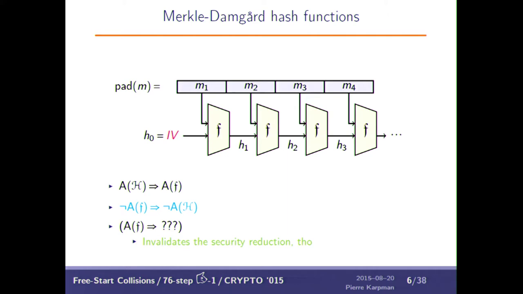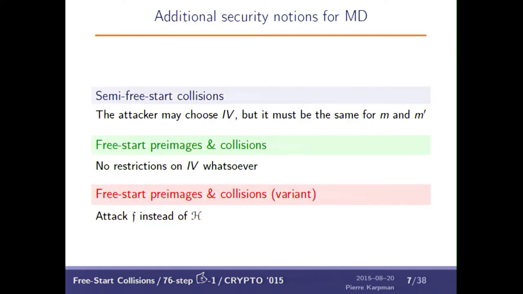And the nice thing about this is that we have a security reduction from the hash function to the compression function, because if I have an attack on the hash function, I can attack the compression function. So if I don't have an attack on the compression function, I know I don't have an attack on the hash function. But if I have an attack on the compression function, it's not so clear what we get. It's not obvious that we can convert that to an attack on the whole hash, but at least it breaks the security reduction.